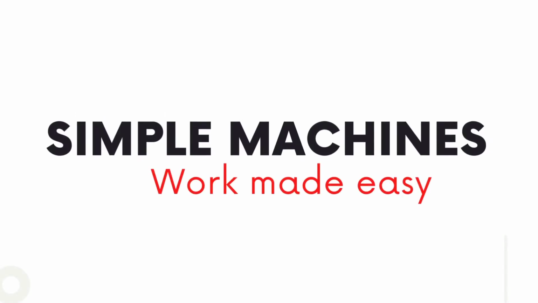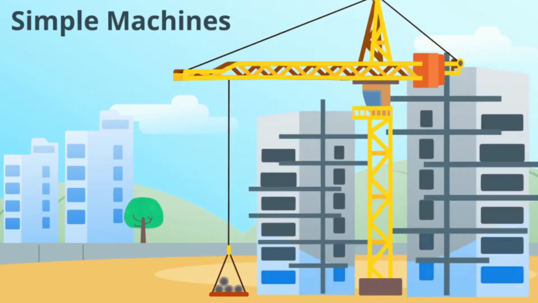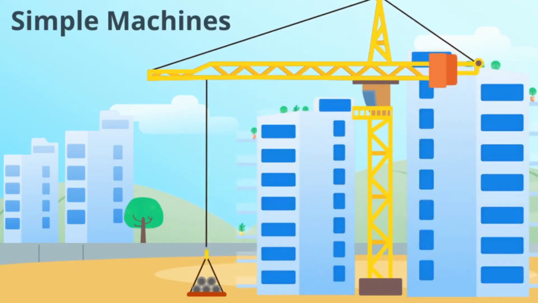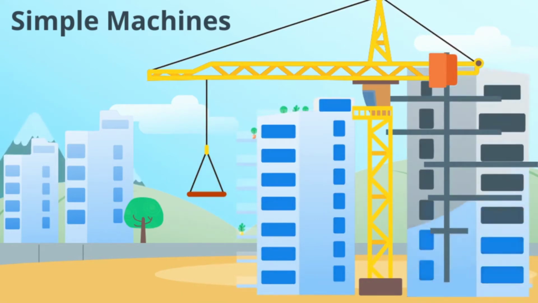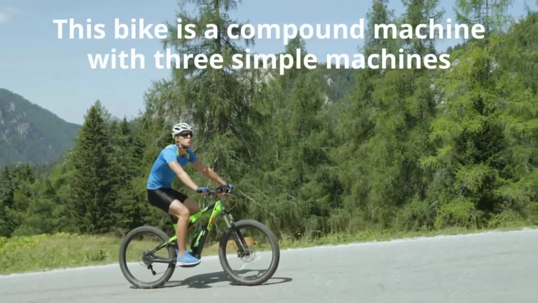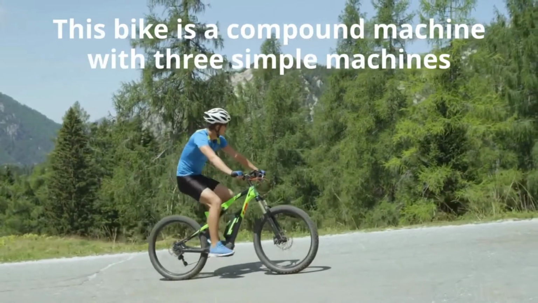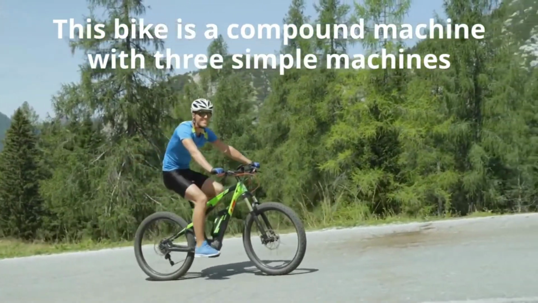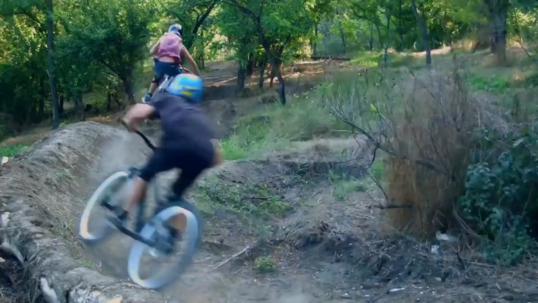Okay, what are simple machines? Simple machines are tools or devices that make our work easier and faster. We apply simple machines in our daily lives. As you can see, riding a bicycle makes it easier for us to cover a long distance. The bicycle is a compound machine that comprises 3 different simple machines.